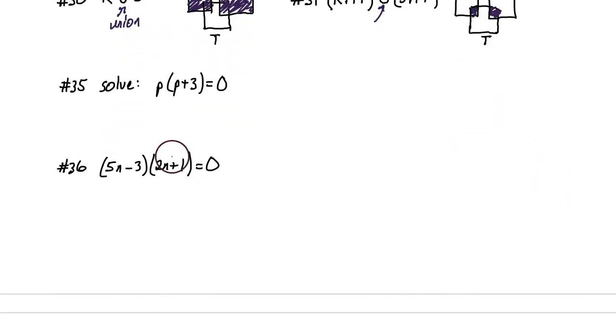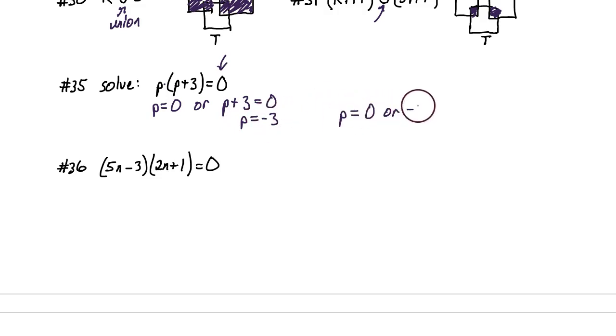Number 35, solve this equation. This equation fits a special pattern that we've learned about, where things are being multiplied together on one side and the other side has 0. The technique is to take each factor and put it equal to 0. Use the word OR to connect them. This first one has already been solved, and right here if you subtract 3 from both sides, you get -3. So P equals 0 or -3.